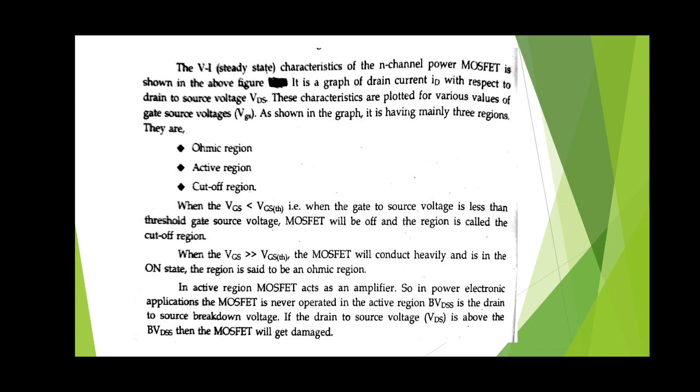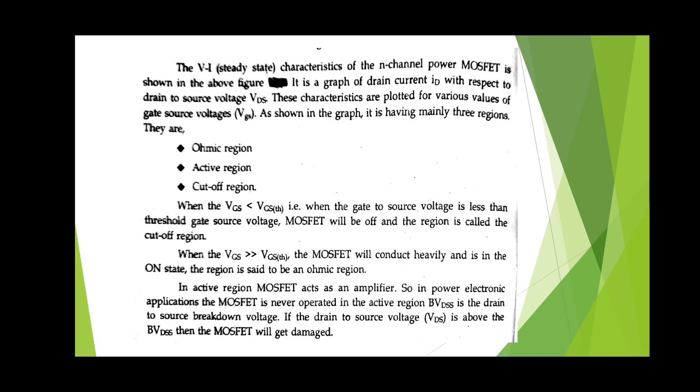So from the figure, the VI characteristics of N-channel power MOSFET is plotted. The drain current ID is plotted with respect to drain to source voltage VDS. These characteristics are plotted for various values of gate source voltage, that is VGS. Observe that there are three regions of the characteristics. Which three regions? Ohmic region, active region and the cutoff region.